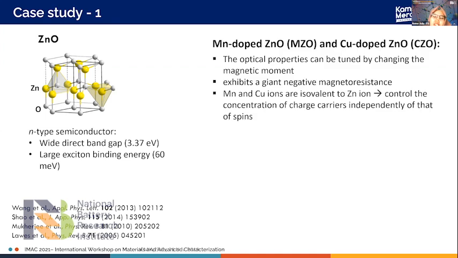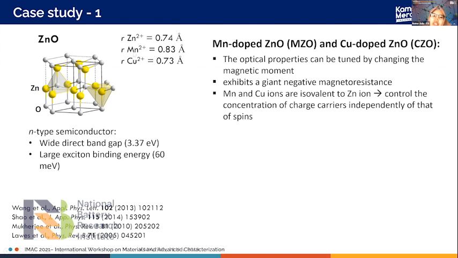So by transition metal doped zinc oxide, it was reported that the optical properties can be tuned by magnetic moment and will exhibit a giant negative magnetoresistance. And also the manganese and copper ions are isovalent to zinc, so we can control the charge carriers independently of that of spin. So by using this transition metal doping, we hope that we can control not only the electron spin, but also the charge.